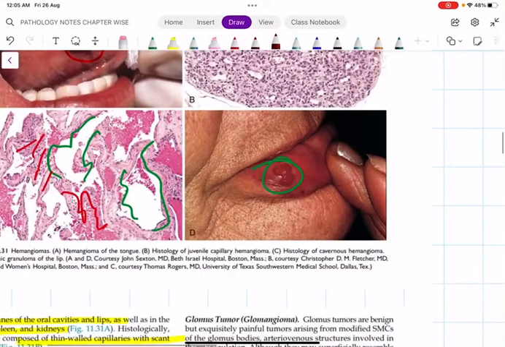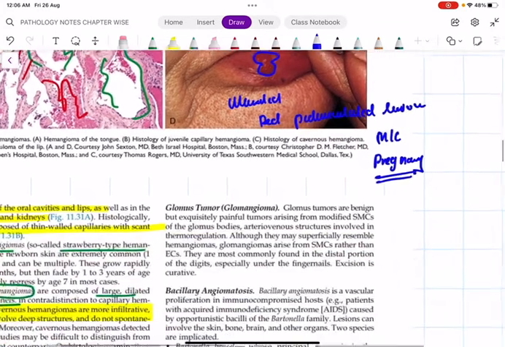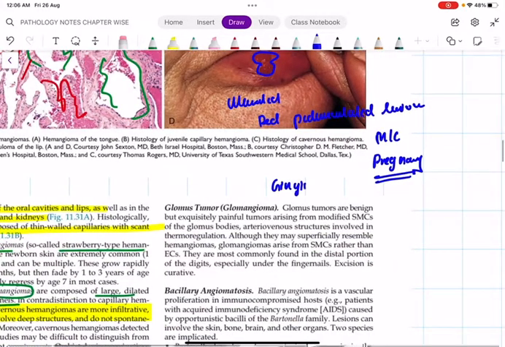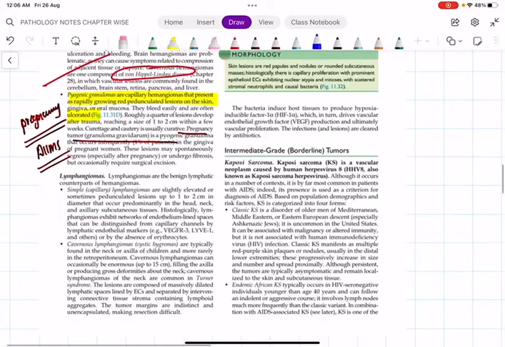See, this is the lip, you can see. Sorry, I'm drawing with violet color. You can see the ulcerated lesion. This is a classical ulcerated red pedunculated lesion, more common in pregnancy. Whenever there is a history of pregnancy and the lesion occurs in regions like gingiva and oral mucosa, you have to always think of pyogenic granuloma.